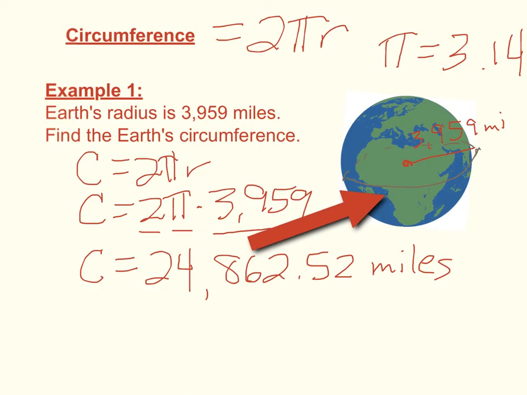Okay, so if you were to travel all the way around the Earth, you would be going 24,862.52 miles, approximately. Okay, these are approximations because obviously some parts of Earth are higher or lower, and so when we're measuring the radius from the center of the Earth to the edge, it's an approximation, and pi is also an approximation. All right, let's go on to the next example.